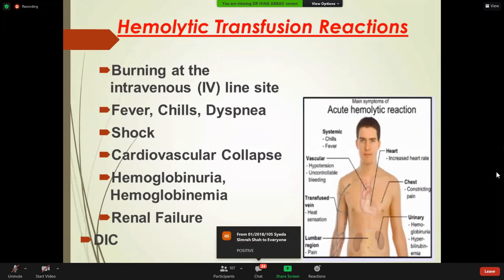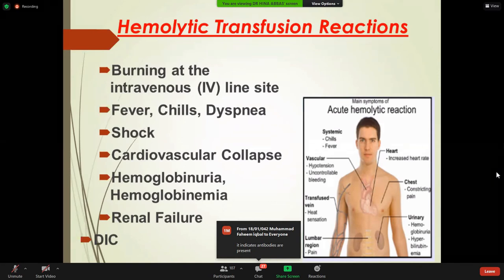Positive hoga. Okay. What does it mean? Positive Coombs test ka kya matlab hota hai? We have gone through the topic of hemolytic anemia, na? Am I right? Hemolytic anemia discuss ho chuka hai, intravascular, extravascular hemolysis. Hemolysis is going on. It indicates antibodies are present. Immune hemolysis, antibody.